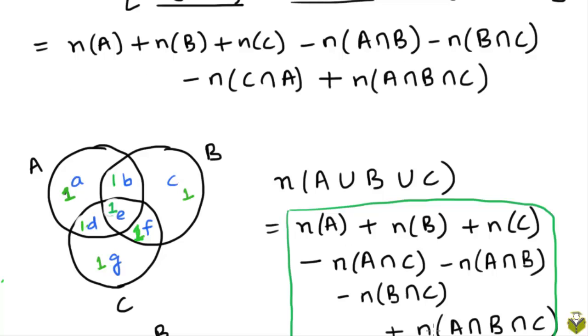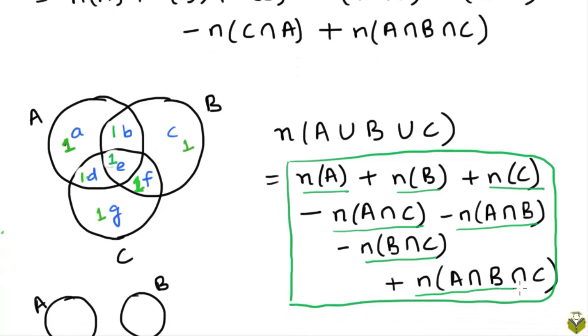We can rearrange these terms. This will be n of A plus n of B plus n of C minus the number of elements in A intersection B minus the number of elements in B intersection C minus the number of elements in C intersection A, that's this term, plus the number of elements in A intersection B intersection C.